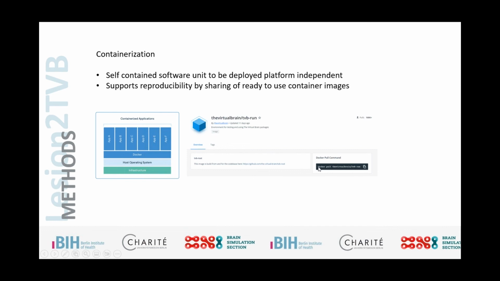If the only installation that you have to perform is to actually pull the existing image, here the example of the TVB run to run TVB simulations from The Virtual Brain on Docker Hub, it's just Docker pull the image, and then you're ready to actually perform the simulations inside of Docker. That is a very good approach to enable really reproducibility and comparability across centers, etc.